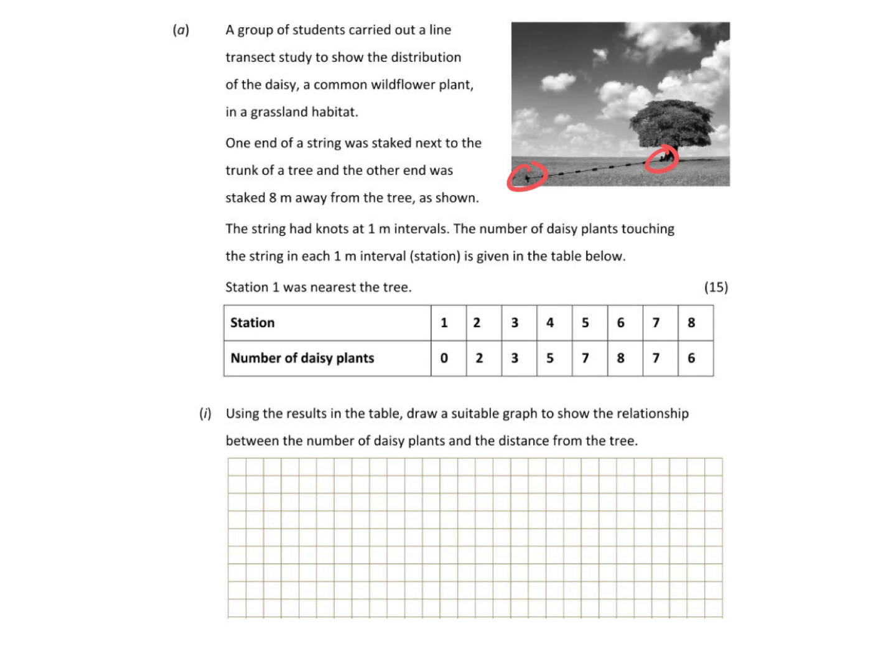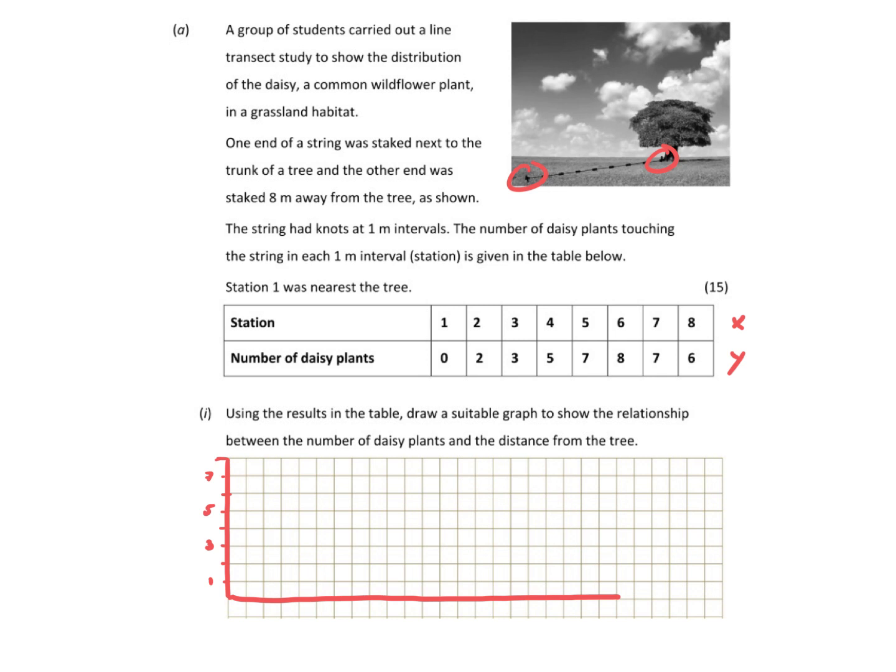So using the results in a table, draw a suitable graph to show the relationship between the number of daisy plants and the distance from the tree. So a bar chart is probably the most suitable for this. So we'll start that off. I'll actually just make that slightly smaller, just so we can fit it in. Now you're obviously going to use a ruler for this. And along the x-axis is going to be the stations, the y-axis is going to be the frequency. So we need to go up as far as 8 on the y-axis. I'm only going to do every second number just to make it a little bit neater. And along the bottom is going to be the number of daisy plants.